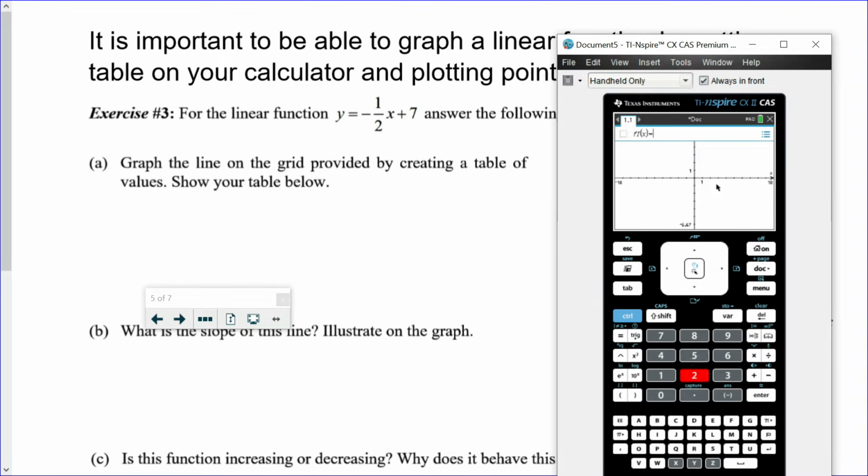There it is. All right, so what do I have? I have -1/2 times x plus 7. Enter. All right, I already kind of see a little graph of my line, but I'm going to ignore that right now. All I want is my table, so I hit menu and I go to option 7. I'm going to put in a split screen table.